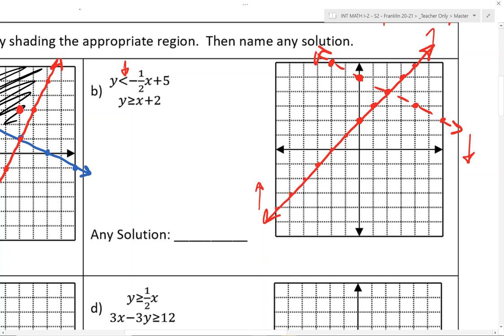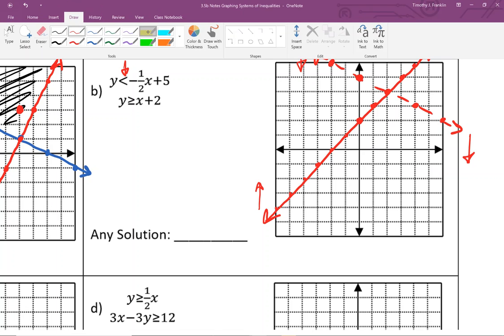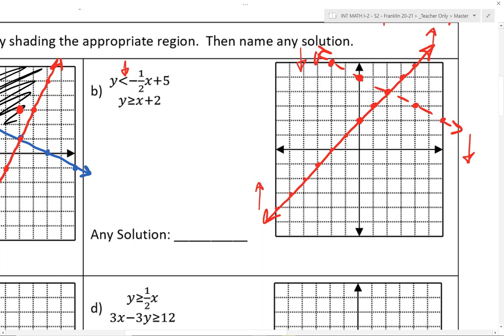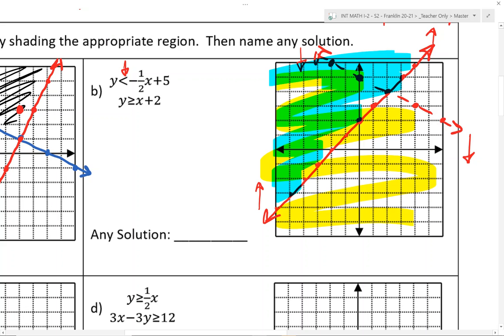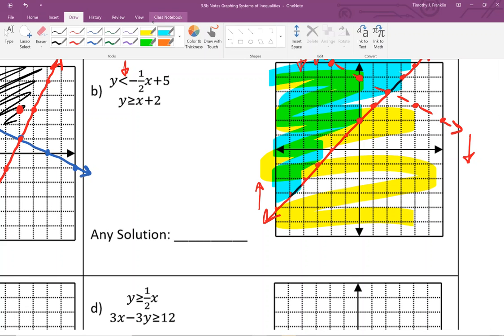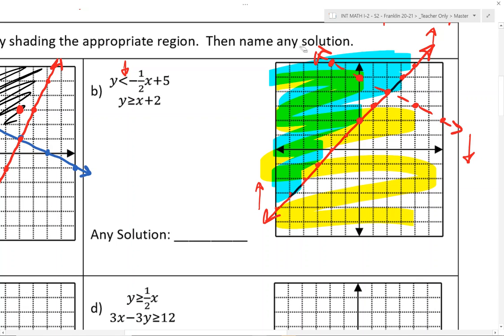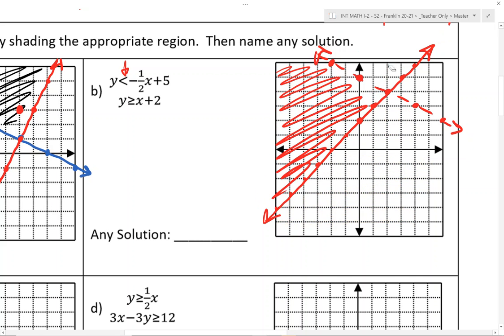So we have to find the region where these two places overlap. If you imagine the shading, the first line, the dotted line, would be shaded this way, but the second line, the solid line, is shaded up here. The place where those two areas overlap is right here on the left-hand side. So our solution set is this region on the left-hand side between those two lines.